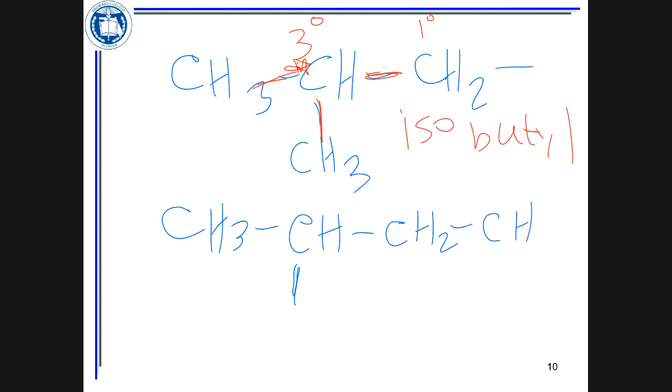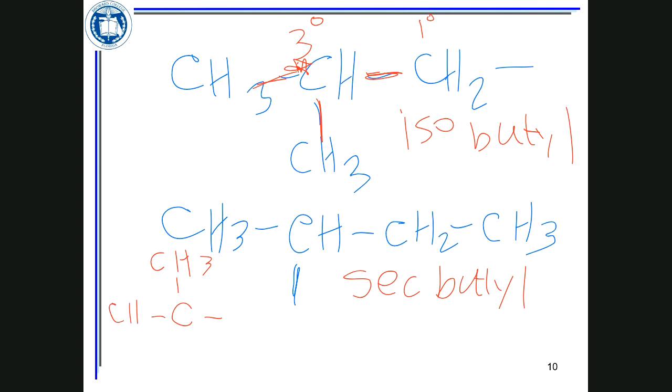So this is called sec-butyl. It is attached from a secondary carbon. Sec-butyl. Now, if you had a carbon that looks like this, now you made me increase that number to 8. So if you have this, how would you name this one?